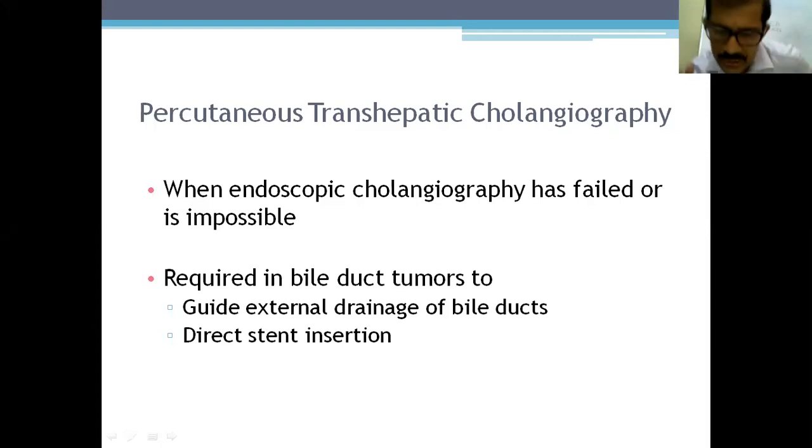This is as a palliative measure, because obstructive jaundice will have what symptom? What's the most distressing symptom of obstructive jaundice? Yes.